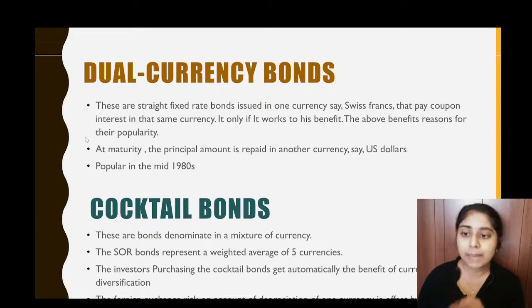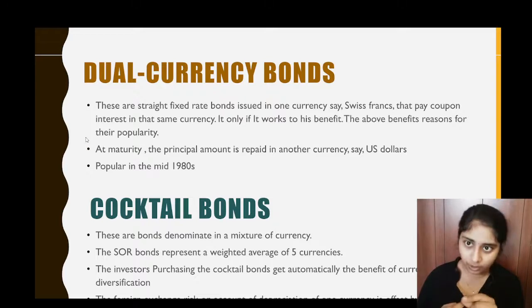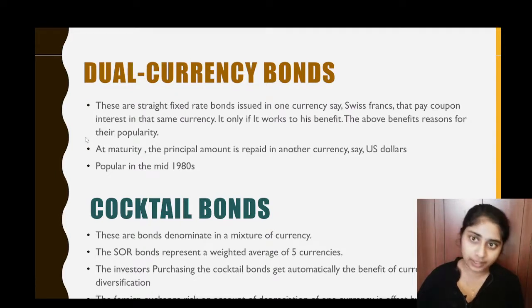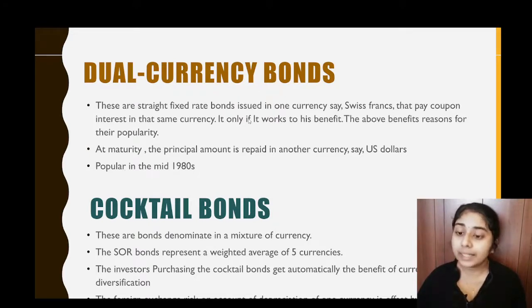currency. Suppose I have a bond which is issued in Swiss francs, and at the time of maturity the principal amount will be repaid to me in US dollars. The interest paid to me till the redemption period will be in one currency, and the principal amount will be paid to me in another currency. So it has dual currency, and that is why it is known as a dual currency bond. This bond became popular in the mid 1980s.